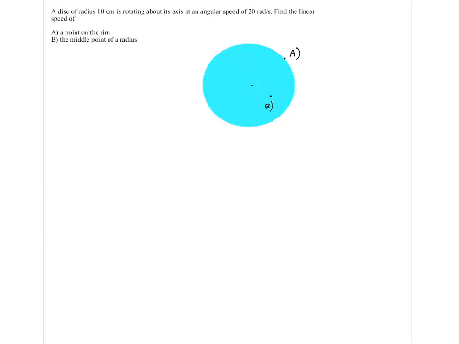V is proportional to the radius if omega is same. So the answer to part B should be half of the answer to part A. Yes, 2.1. Unit is meter per second. Any questions? Let me know. If you would like this to be discussed on the board, raise your hand.